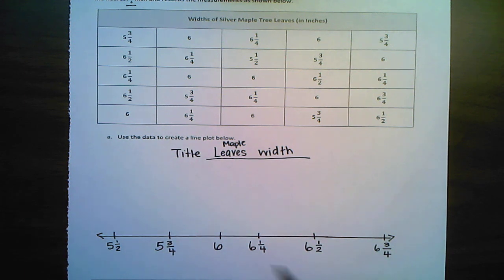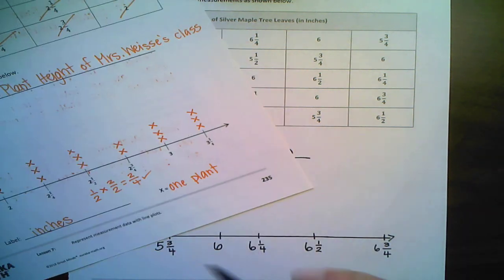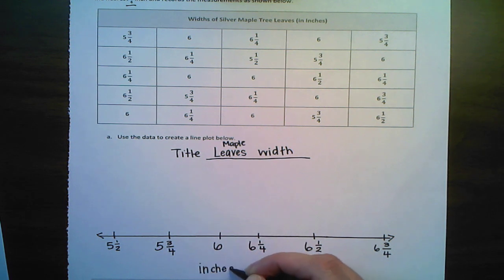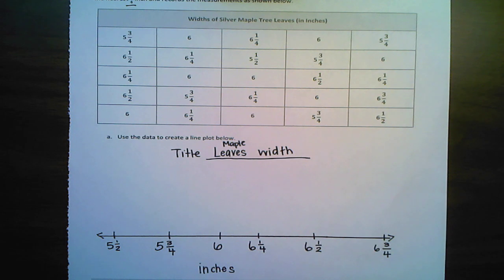And then over here, remember how we did the label? So let's label this. We're just going to write inches down here. We don't have to write the word label. And then we are going to do x's. So 1x is going to equal what? Say it out loud in your house right now. Yeah. 1x is going to equal 1 leaf.